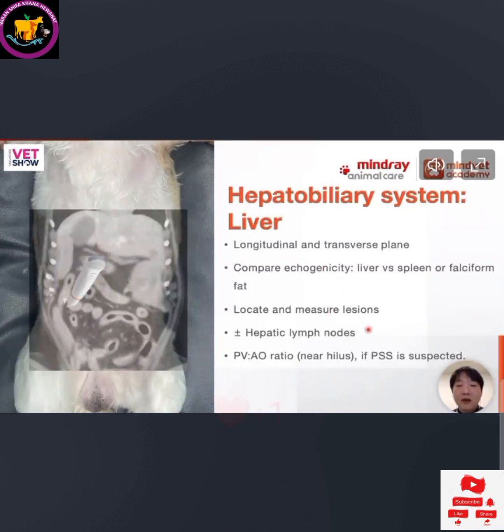Any parenchymal lesion should be documented by location and size, measured in a true plane. If there are numerous lesions, only the largest lesion needs to be measured and documented. Investigate the hepatic lymph node if possible. In suspected portal hypertension or other portal vascular abnormality, the portal vein to aorta ratio should be performed near the hilus of the liver.